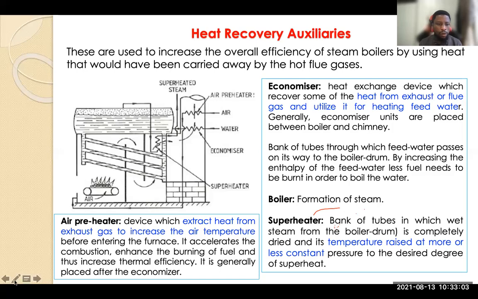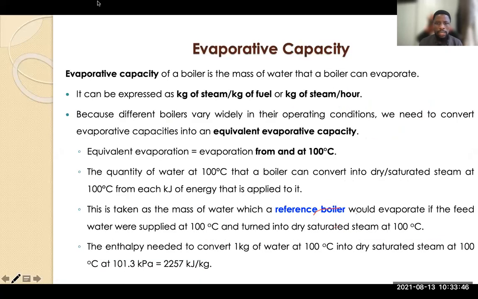Another thing I want to take note of is their placement after the economizer, between the boiler and the chimney. So two things we want to take note of for each of them: one, their functions, and two, their positioning within the system. So those are the things you want to take note of from here. Any takers before we move on to another aspect?